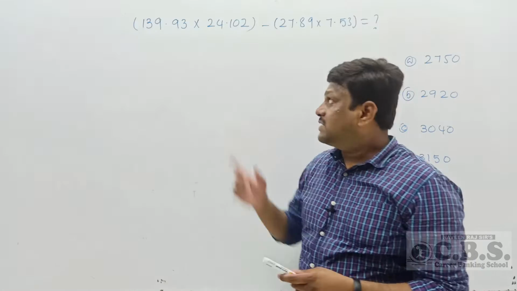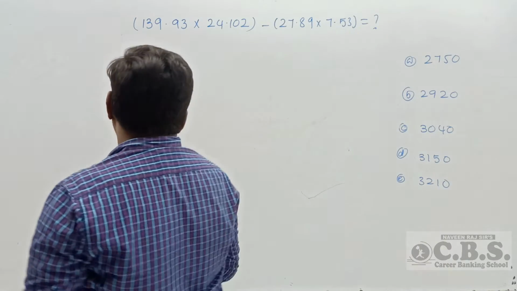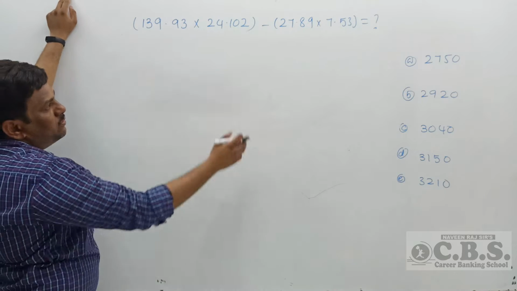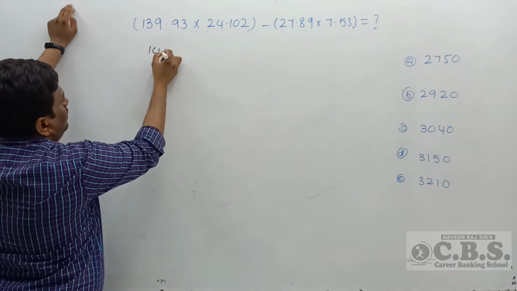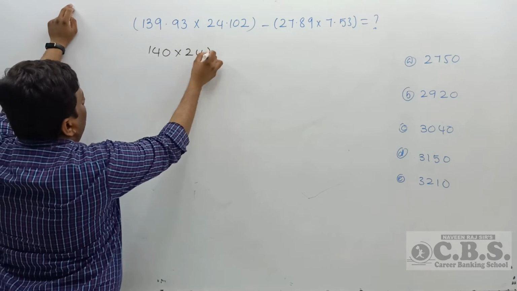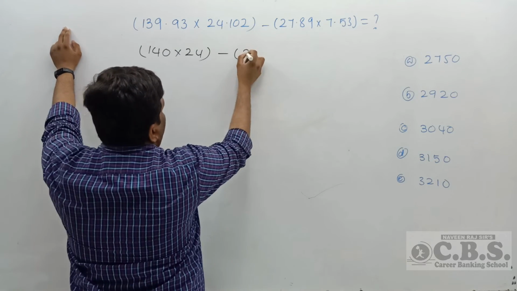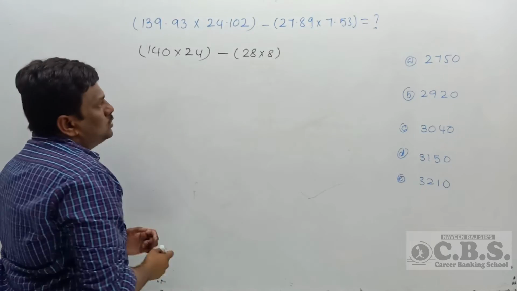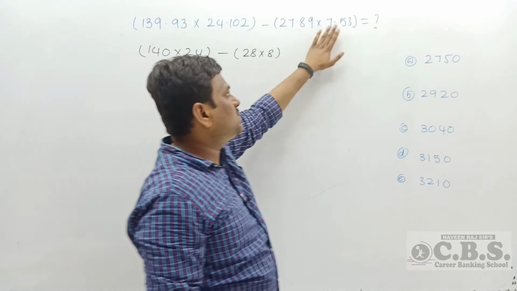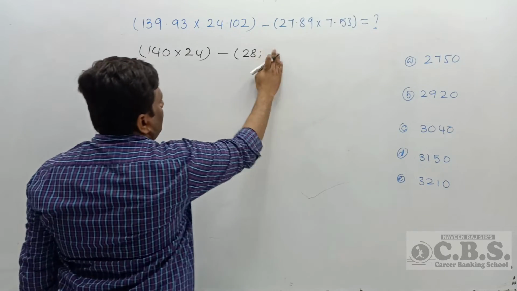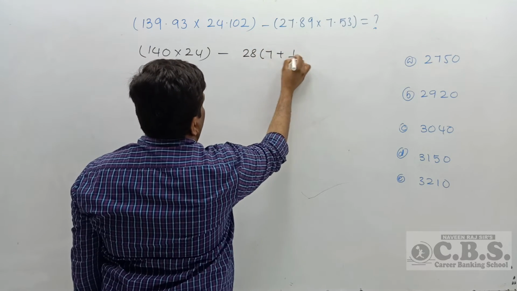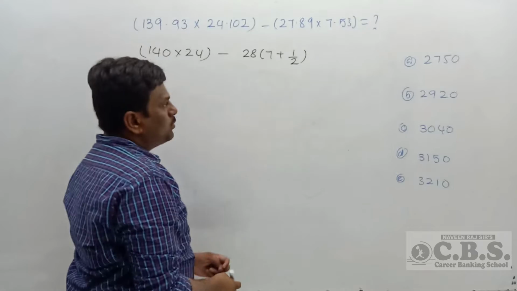2720 is the accurate answer. Next question, 139.93 into 24.102 minus 27.89 into 7.53. You take it as 140, you take it as 24, minus, you take it as 28 into 8. If you take it as 8, it's a bridge value. So minus 28 into take it as 7 plus. This is a very good approach to answer this one.